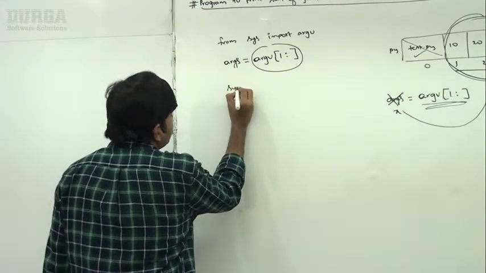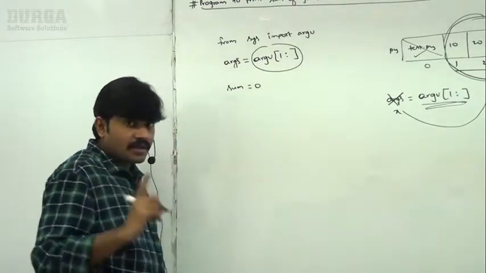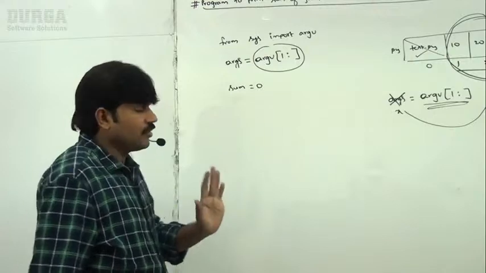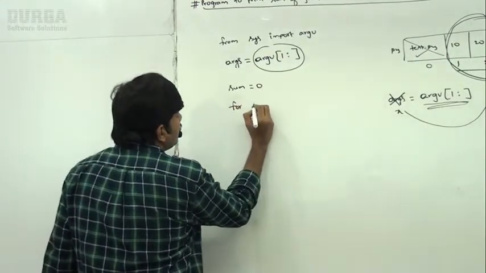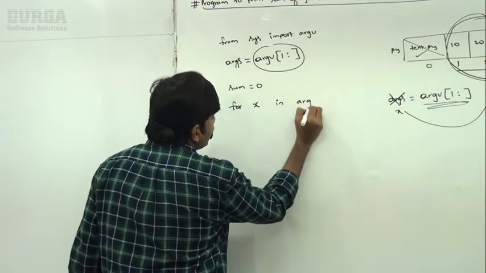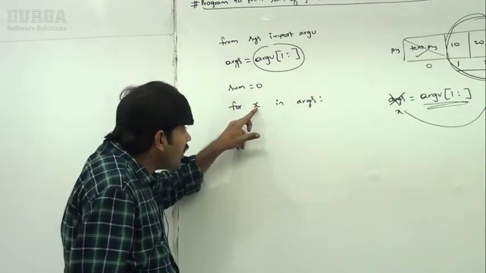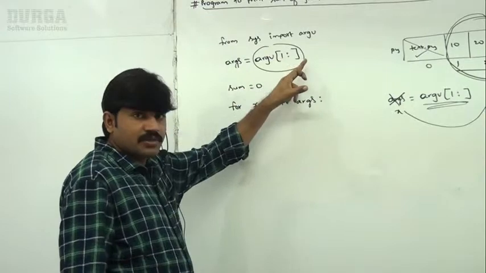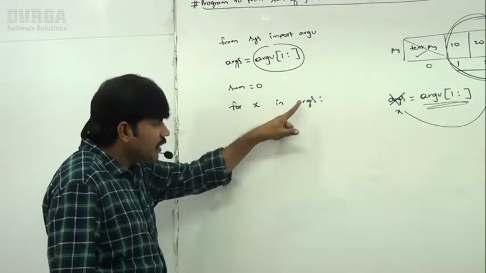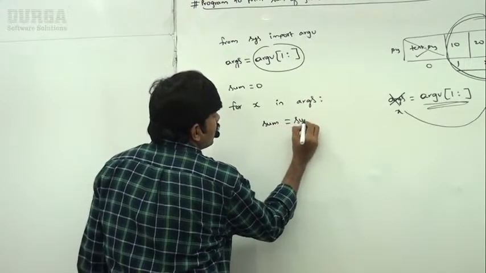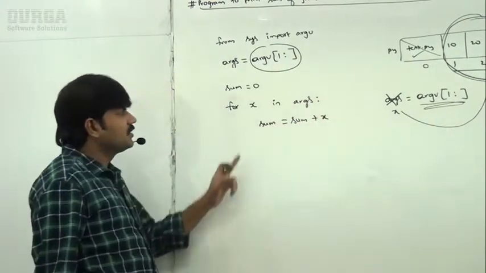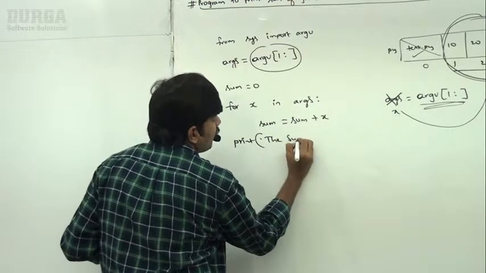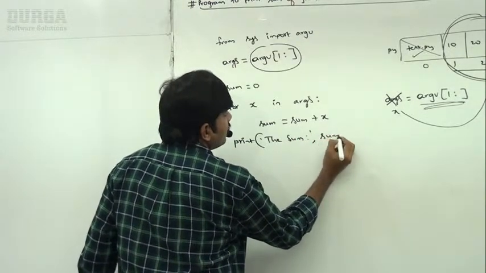Next, I am taking sum is equal to 0. Take very special care. Small loopholes are there. I am just taking a variable whose initial value is 0. So now, for each x value in args, for every x value present inside args. args means from index 1 onwards. For every x value in args, sum is equal to sum plus x. Sum is equal to sum plus x. Then please print the sum, I'm just taking it like this.